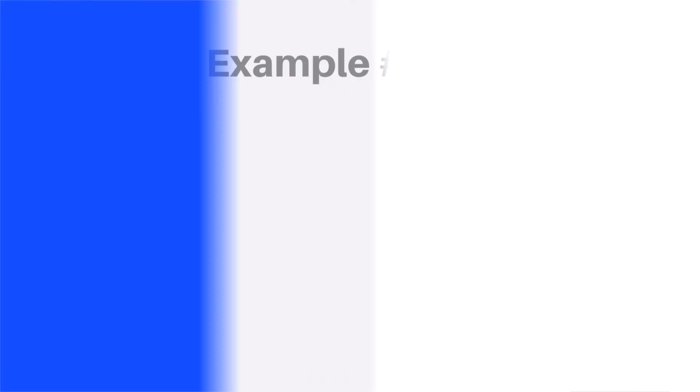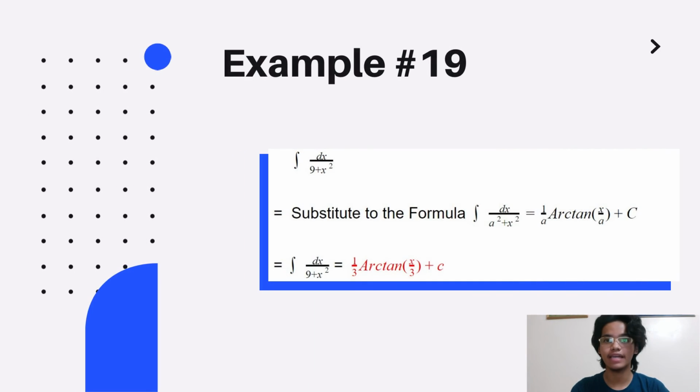Number 19. Let's say we need to integrate dx over 9 plus x squared. The first thing we need to do is to substitute the equation to the formula, which is the integral of dx over a squared plus x squared equals 1 over a arctan x over a plus c. Then, dx over 9 plus x squared will be equal to 1 over 3 arctan x over 3 plus c.